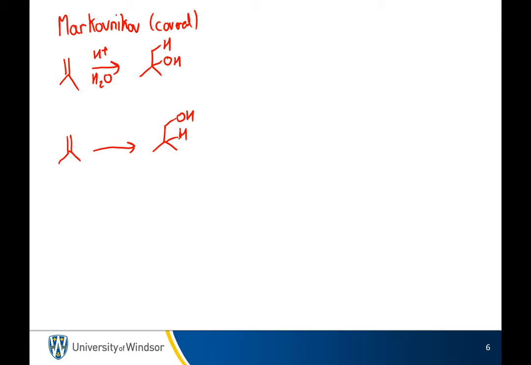Well, we can't do that using the chemistry we've talked about so far because this would imply that you would have this as your intermediate. And that's insane because now you have a primary carbocation when you could have had a tertiary. That's never going to happen. So you can't get there from here using the chemistry we've talked about. So we need something else.